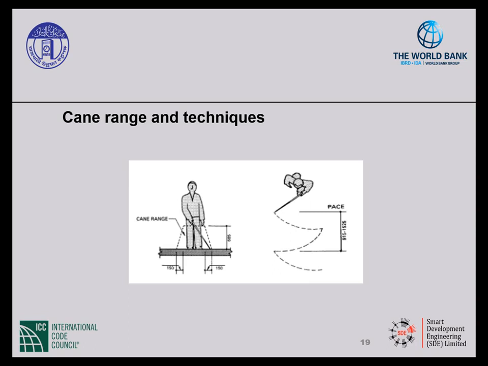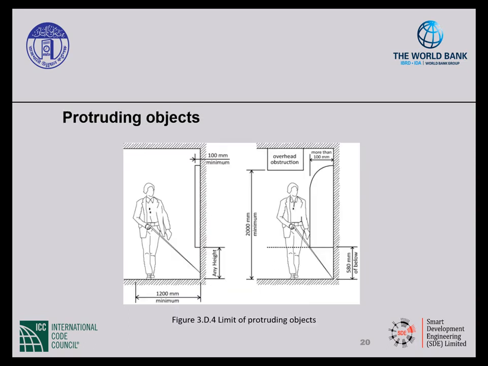On the left, you see that as that cane is tapping back and forth, it projects beyond the edge of the body about 150 millimeters on either side. And you can tell at the angle that the cane is shown that if there was an object at a certain mounting height, they would be able to detect that. Along pedestrian routes, any obstacle, projection, or protrusion should be avoided. Overhead projections should be a minimum of 2000 millimeters above the floor.